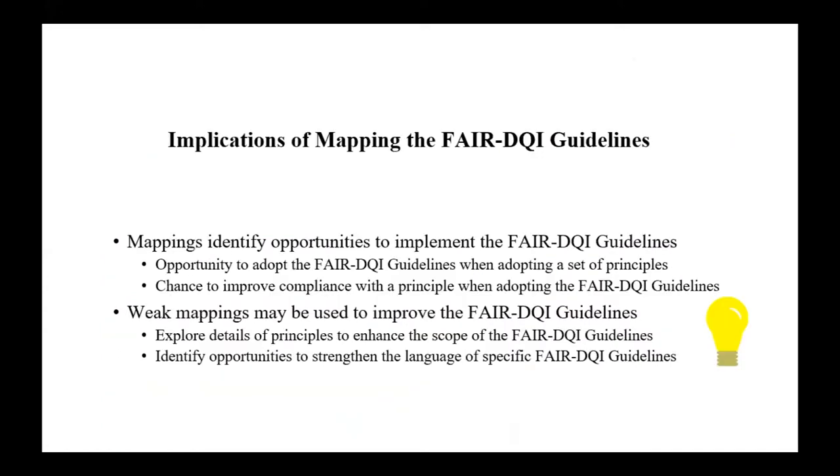And that is, when we see these dotted lines, they can really imply some weak mappings that perhaps need to be explored further. And this might be an opportunity for us, that is the data quality or information quality cluster.